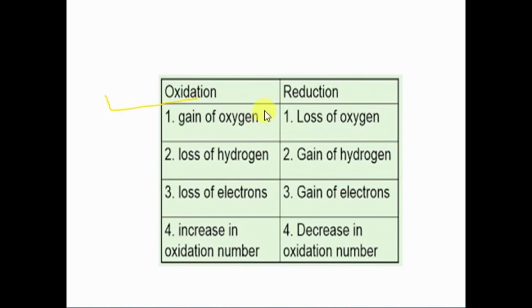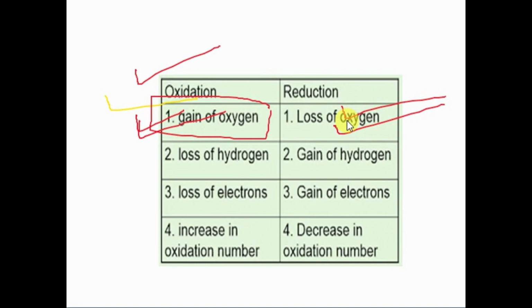In oxidation, what happens is a gain of oxygen takes place. In reduction, we have loss of oxygen. As the name suggests, oxidation, so oxygen will come. Oxygen will be added. So if oxygen is getting added, then the reaction is called oxidation reaction. If oxygen is getting reduced, if there is loss of oxygen, then reduction will take place.